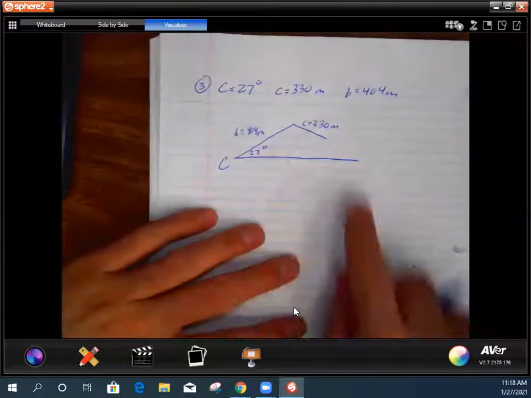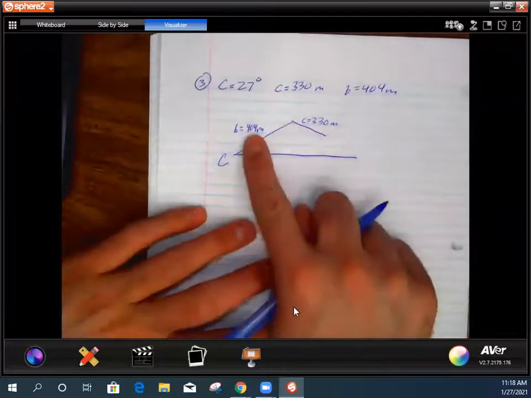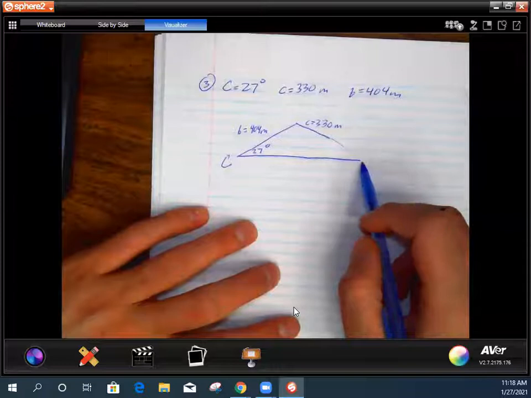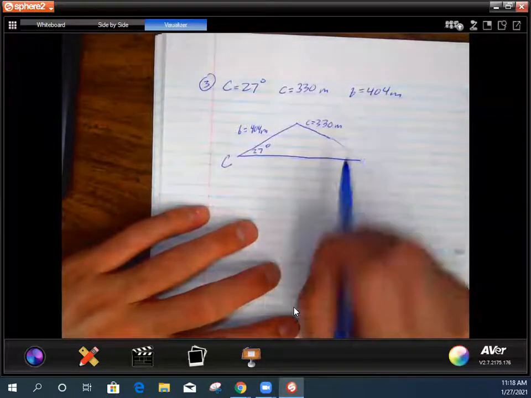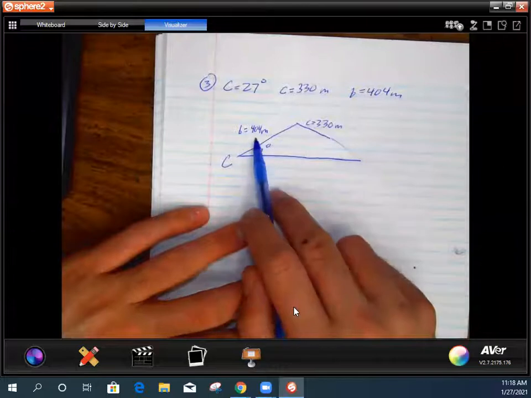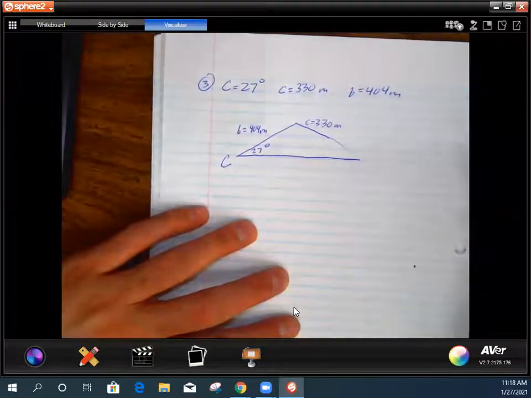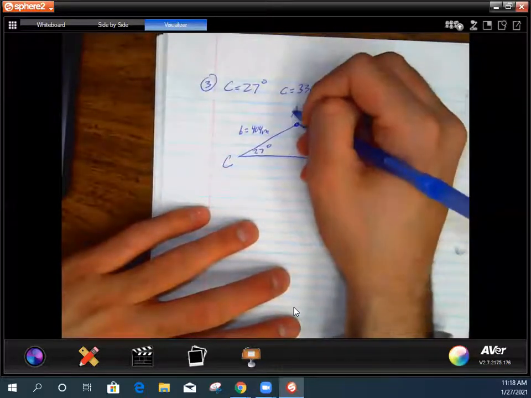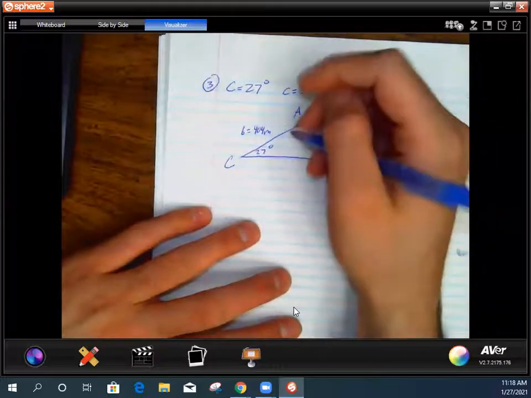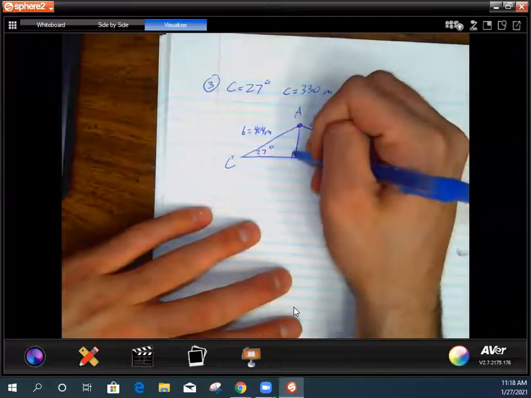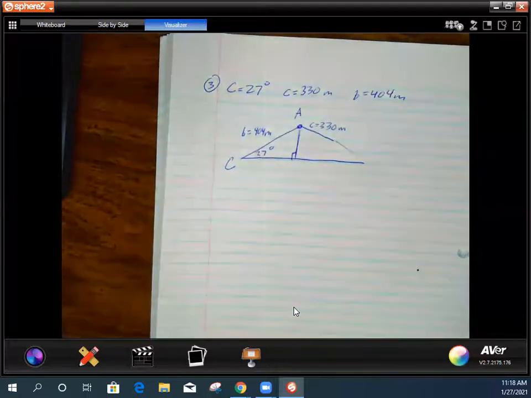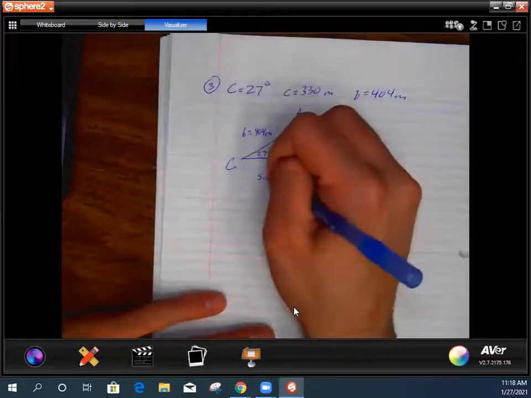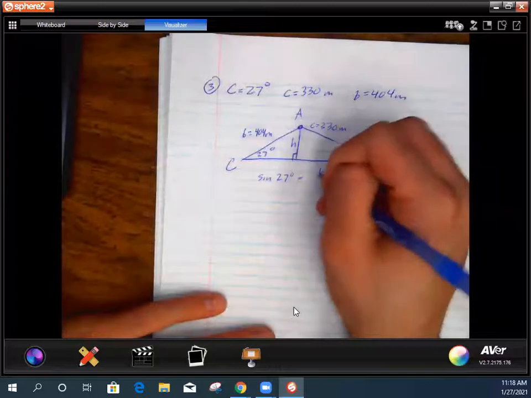Now, if this side opposite the given angle was more than this side, right, then it would reach this side without a problem and it would only make one triangle. But this side is less than that side, which means we don't know if this side will reach. The only way to tell is to take this angle, which would be angle A, and see the shortest distance from that angle to the side. See, is it more than 330 or less than 330? So we're finding the height. So we'll call that H. And I'll say the sine of 27 degrees is equal to H over 404.